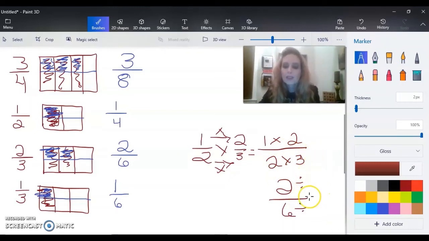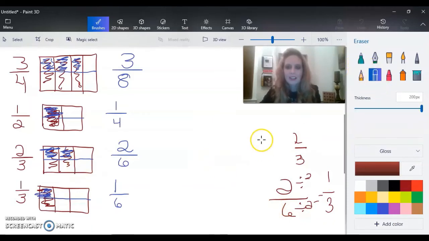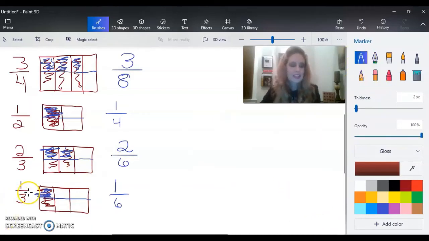So what is the greatest common factor here? What number can I divide both of those by? I know you know. 2. If I divided both of those by 2, I would get 1/3. Yes, I know you were out there saying that. Awesome job. So that would be the same thing that we got there.